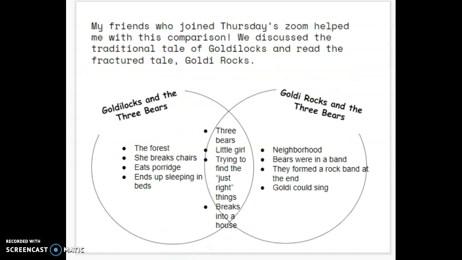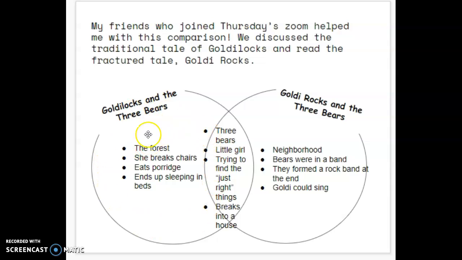So if you joined the Zoom on Thursday, my friends who did the Zoom with me, we discussed the traditional tale of Goldilocks and the Three Bears, and then I read a story called Goldie Rocks and the Three Bears, and we saw how the two stories were similar and different, and filled out this Venn diagram.